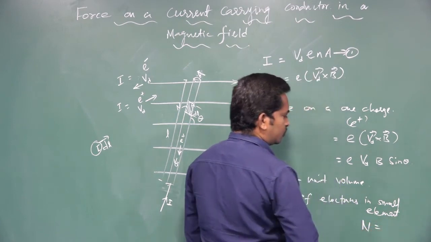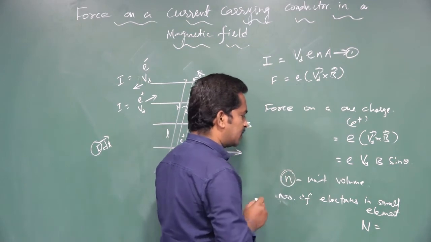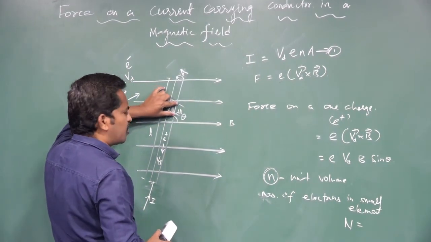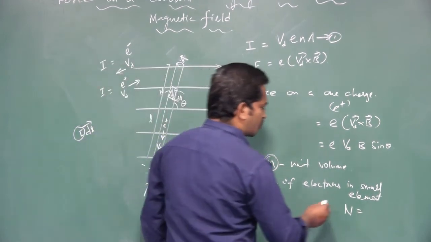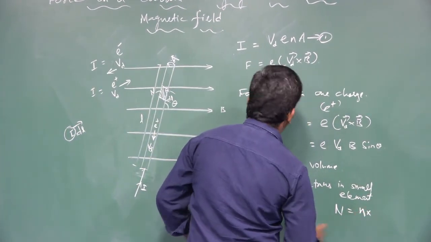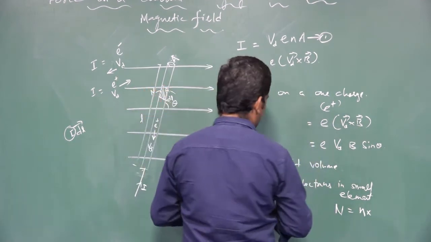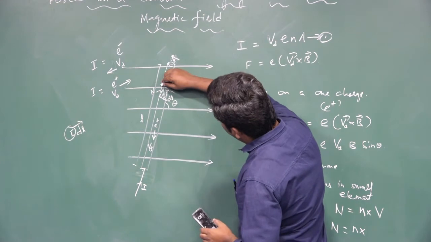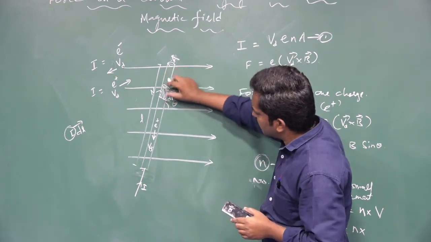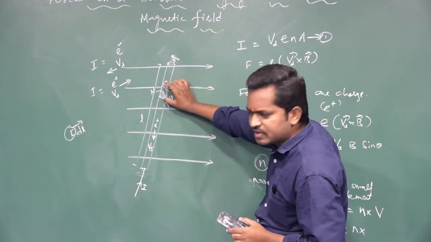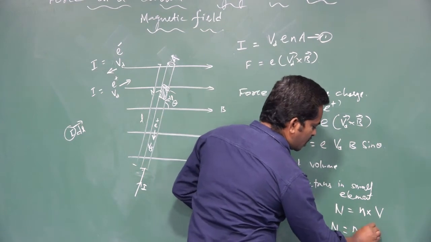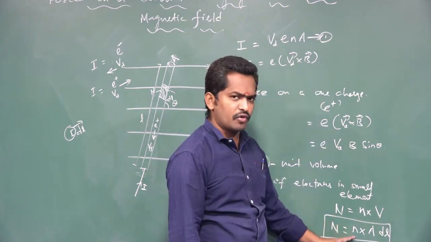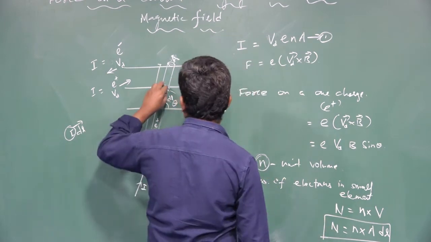capital N is equal to, this is very important. Small n is the number of electrons per unit volume. Capital N is the total number of electrons in this element, which is equal to n into the volume of this element. So N is equal to n into volume, where volume is area of cross section into length, A into dl. Small n is the number of electrons per unit volume, and capital N is the number of electrons in the given current element.